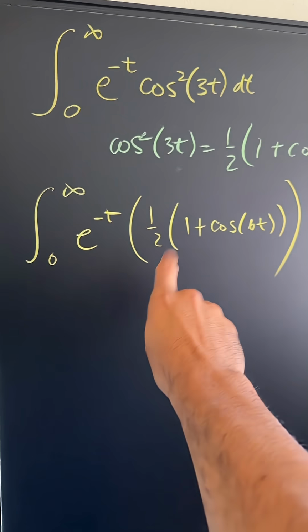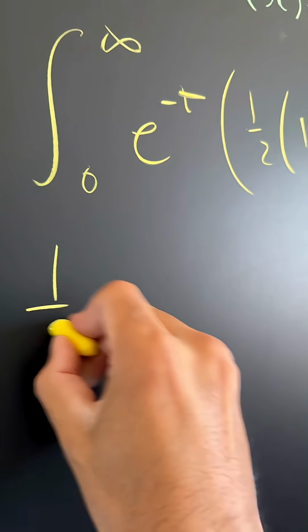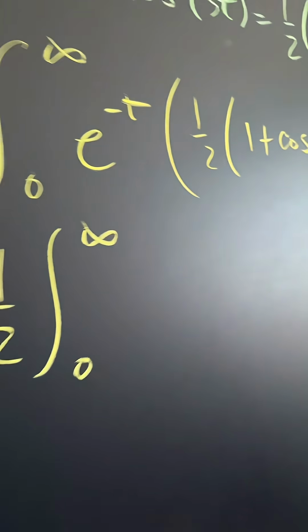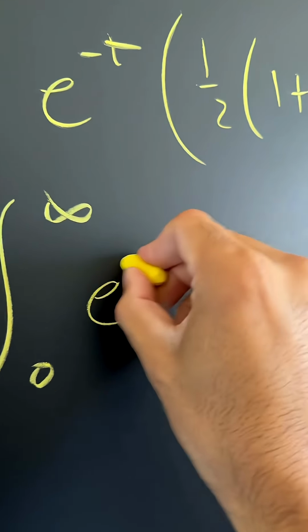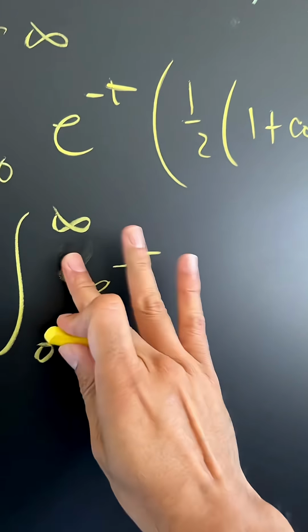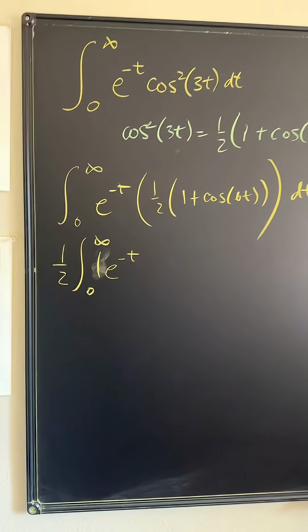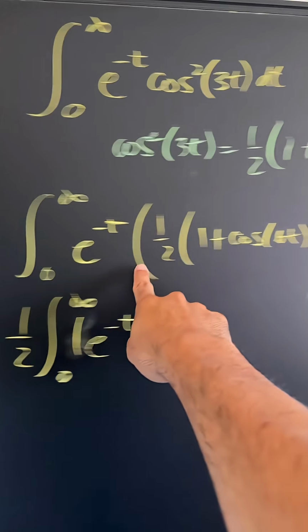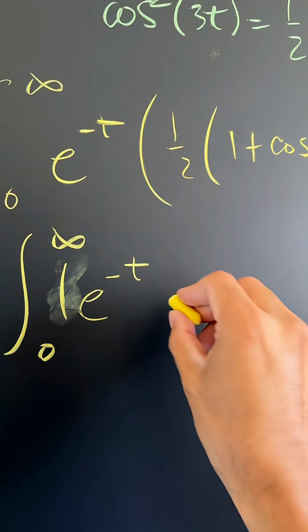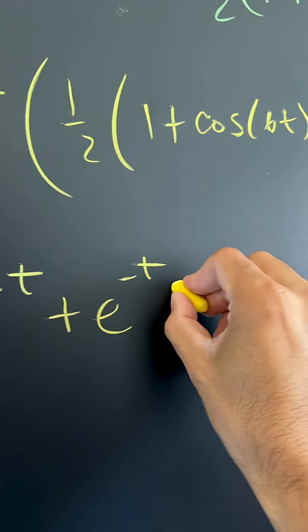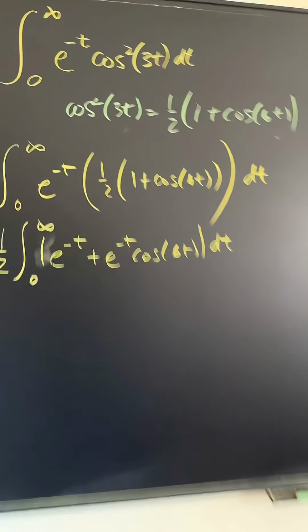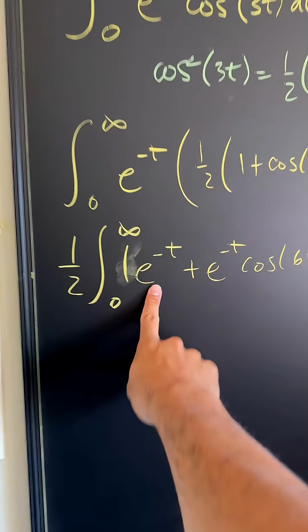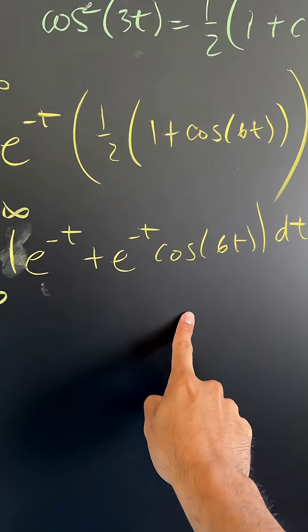All right, let's go ahead and move this 1/2 to the outside. So we really just have 1/2 integral from 0 to infinity of e to the negative t times 1. So that's e to the negative t. Let's go ahead and put this inside of parentheses here. Let's go ahead and distribute this e to the negative t to this part right here, and that's going to give us plus e to the negative t cosine of 6t with respect to t. So we really have two things to solve. We have this integral right here, and then we have this one right here.